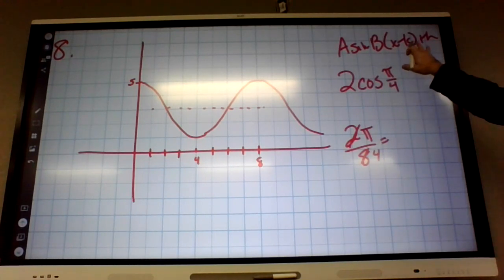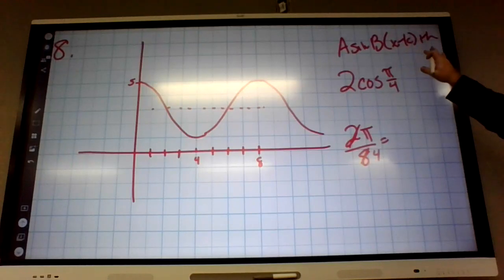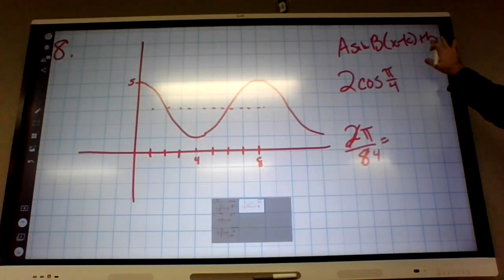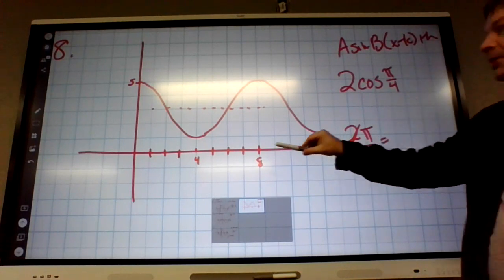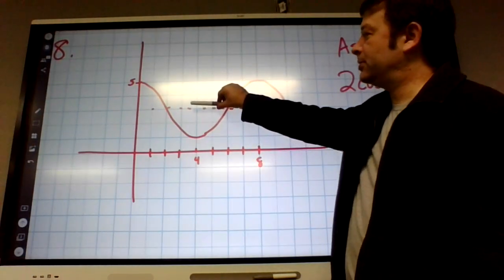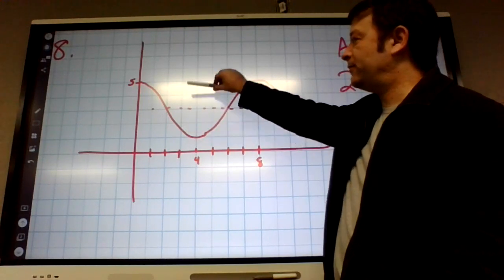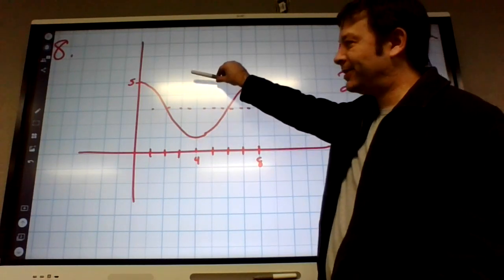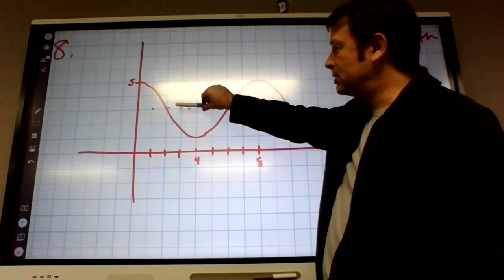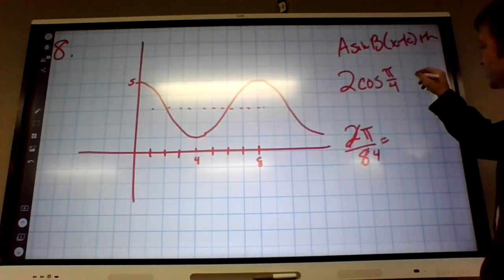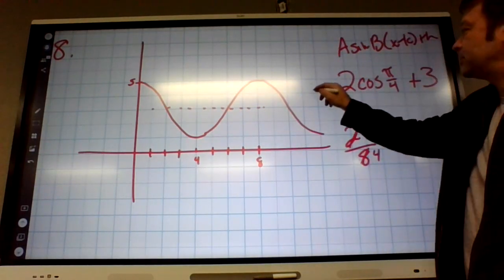Are we shifting right or left? No. Are we shifting up or down? Yes. How far are we shifting up? 3. So you have to find where the middle is to figure out how far you shifted up. Between 1 and 5, you can average: 1 plus 5 divided by 2 is 3. So the graph is up 3.